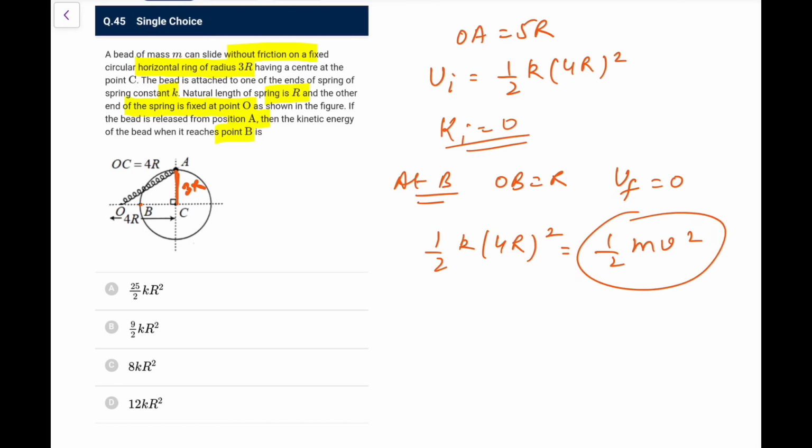So you have to find only the kinetic energy. So kinetic energy would be this. This comes out as what? 8 k r square. You need not calculate even the velocity. So the question was looking tough, but it was not that tough. So it was today's paper.